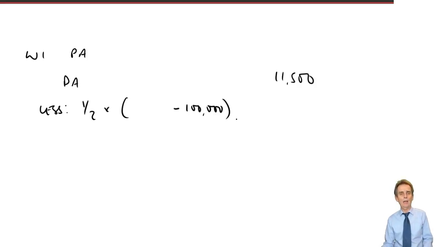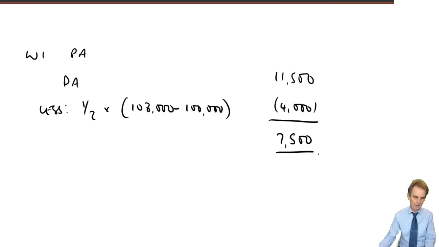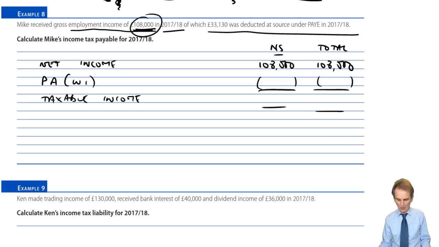What is our adjusted net income? The same as the net income. There is only one figure of income, it is the salary figure, and that was £108,000. Well, of course, 108 minus 100, that's 8,000. Half of that, 50% of that, is now our restriction, so that will be £4,000. Take it away, and we are looking at a revised personal allowance of £7,500.